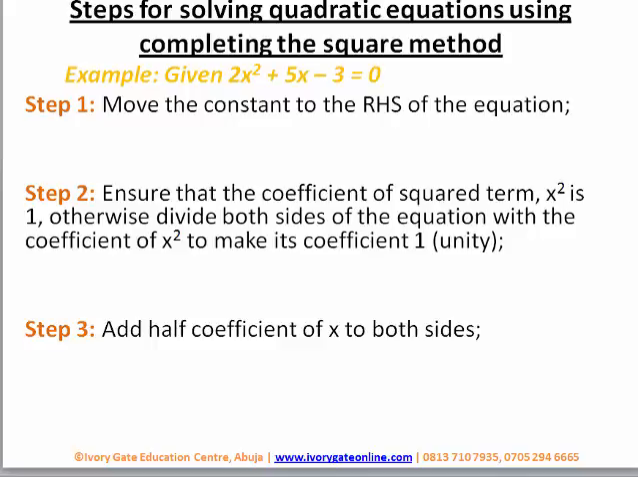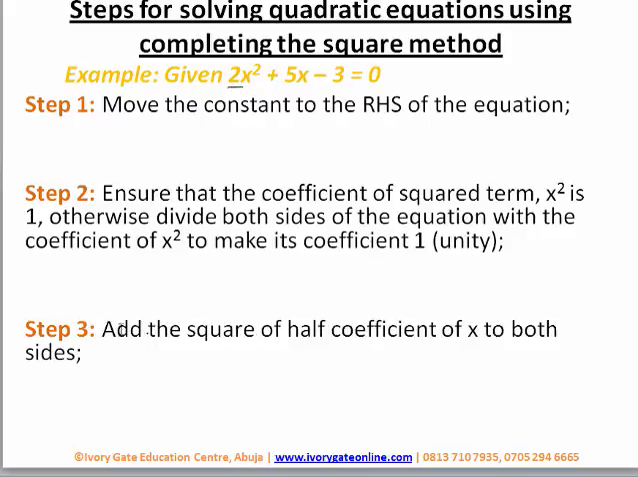There are actually about 5 steps for solving quadratic equations using completing the square method. The first one is that whenever you are given a quadratic equation, you need to move the constant to the right hand side of the equation. Then 2, you need to ensure that the coefficient of the squared term, x squared, is 1. If it is not 1, then divide both sides of the equation with the coefficient of x squared to make it unity. So the question we need to ask ourselves here is, what is the coefficient of the squared term? The coefficient here is 2. So in this case, we need to divide through by 2 to make the coefficient of x 1.